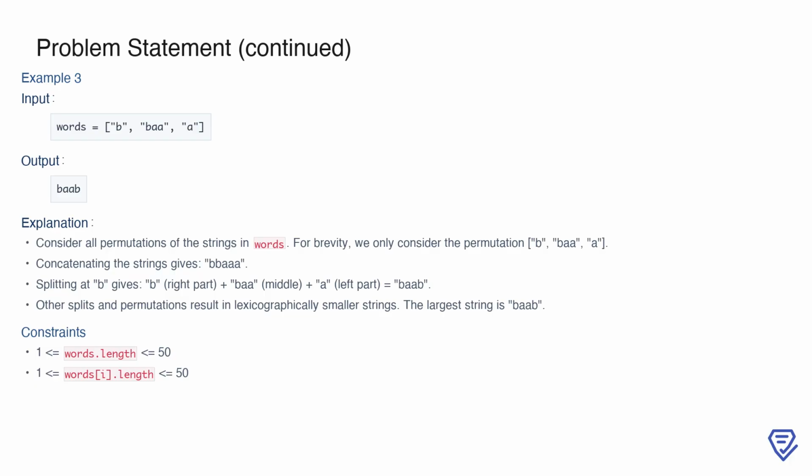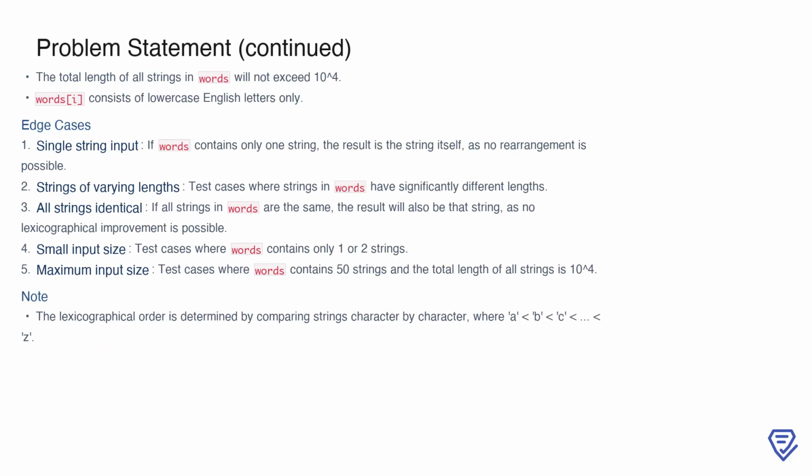As a final example, consider a slightly more complex case with three strings. In this last example, words equals B, ba, A. One possible permutation of the strings is B, ba, A. Concatenating these gives the string Bbaa. If we split the string B, the right part is B, the middle is ba, and the left part is A, producing the string bob. Other splits and permutations, while possible, result in strings that are lexicographically smaller than bob. This makes bob the largest string for this input.